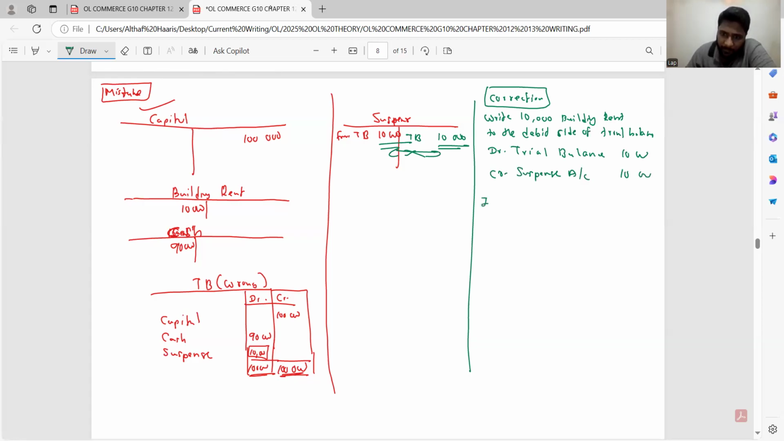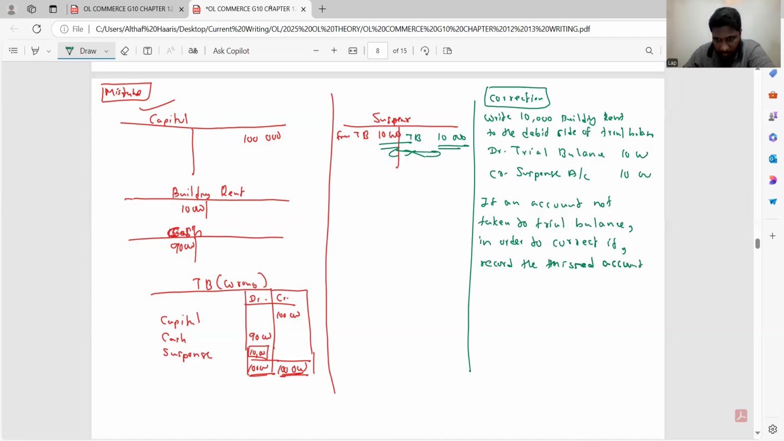If an account is not taken to the trial balance, in order to correct it, record the missed account in the trial balance and make the other entry to the suspense.